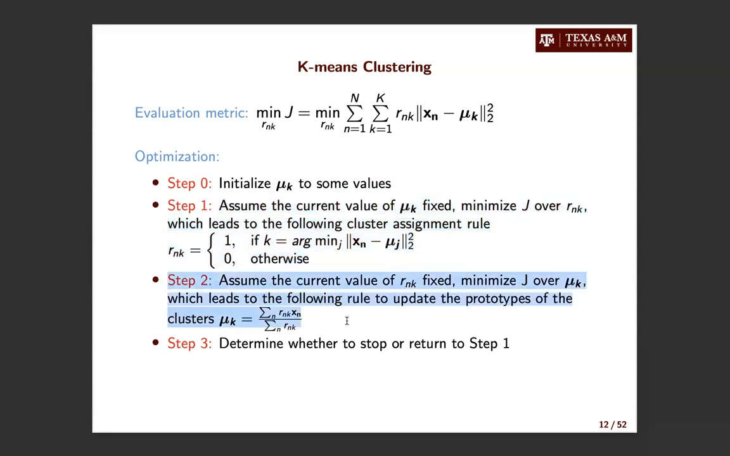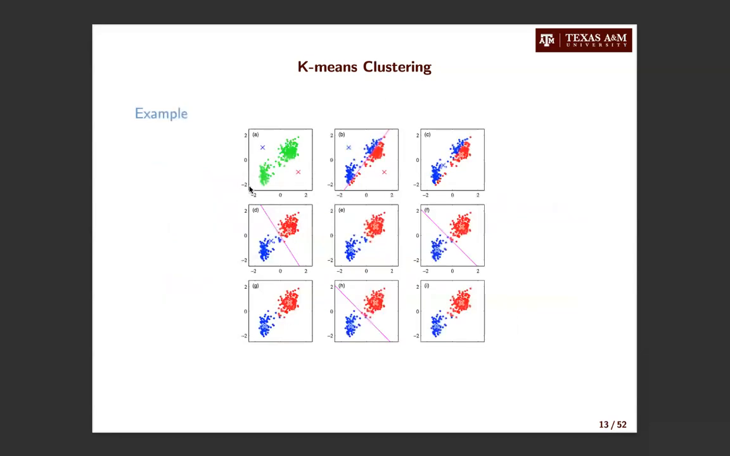For step number 2, we are updating the means of our K clusters such that the means are the means of the data samples to which each cluster has been assigned. And we repeat this process as many times as we need until it converges. Here is a visual example of this process.